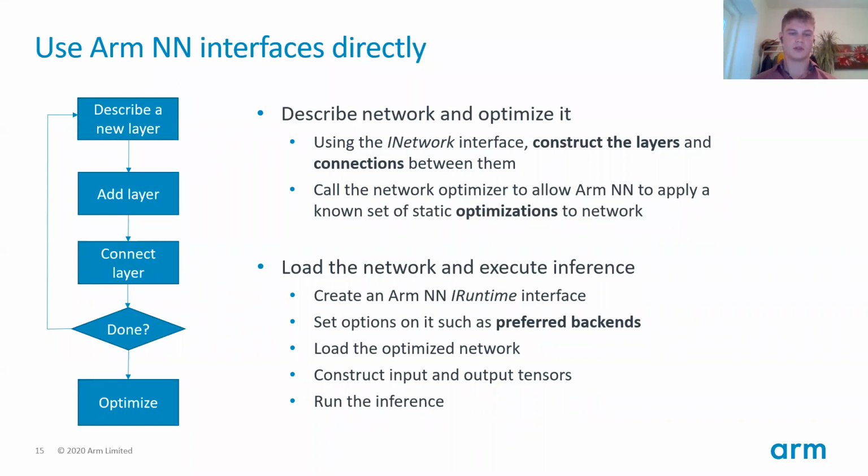After that, you can load the network and execute the inference by loading the network into the ARM-NN runtime. Then you can set your options, such as preferred backends. So if you have your preference for ARM CPUs, you could set that first. And you could have a second preference, such as ARM GPUs. Then if there was any operator that wasn't supported on a CPU, it'll fall back to the GPU. Then you load the optimized network into the runtime, construct your input and output tensors, and then run the inference. So that's how to use ARM-NN directly using ARM-NN interfaces without the use of any third-party open source frameworks.